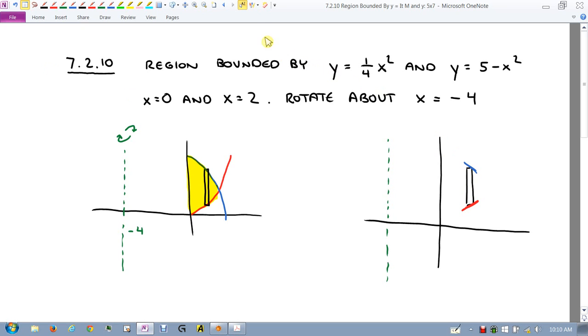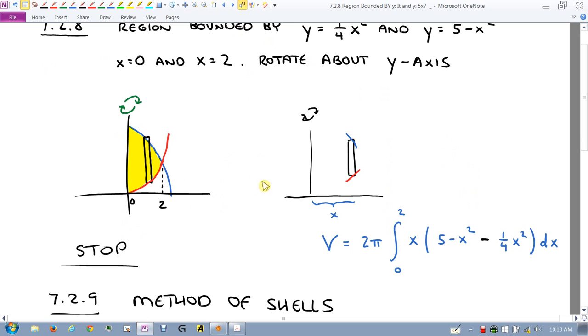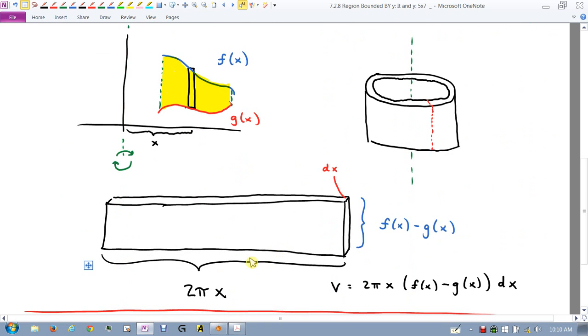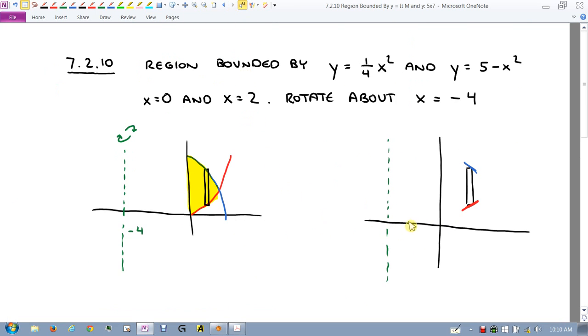With this one, didn't we say, look, from the axis of rotation to my rectangle was x. That was the radius, right? The radius that we used in that formula right here. That x right there came from the circumference. That came from the distance from here to here. What's different in this one is that our actual radius is not x. Do you see the difference?